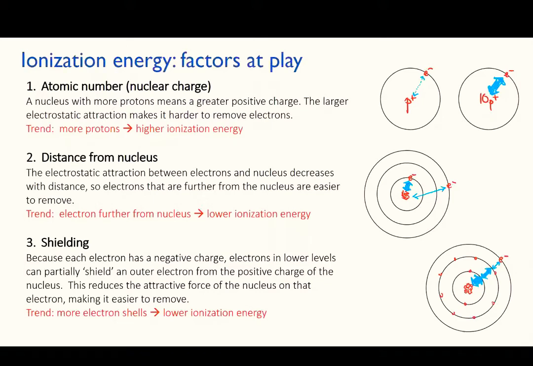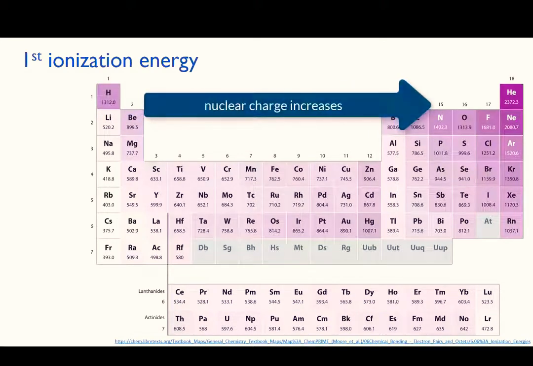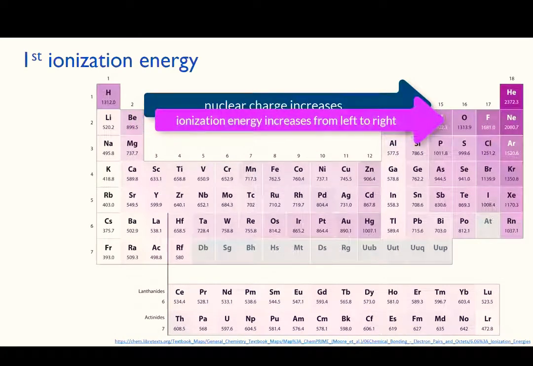So let's see if the trends make sense using these ideas. Remember, we're talking about the first ionization energy, so the electron that's being removed is one in the valence shell, the outermost energy level. Moving from left to right across a period, the valence shell doesn't change, so the second and third factors don't come into play. But the atomic number is increasing, so the main thing that happens is that the electrostatic attraction between nucleus and electron increases. This matches the general trend. The ionization energy is increasing as you go across a period.